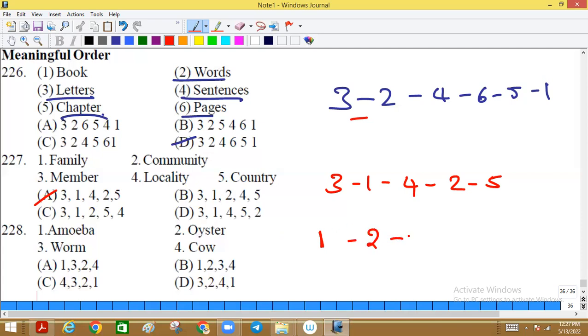Worm, then oyster. Oyster belongs to phylum Mollusca. So 1, then 3, then 2, then 4. This is our logic. Or you can take evolutionary also. In the evolution of animals, first amoeba evolved, then worms evolved, then oysters evolved, then finally mammals evolved. Now we are dominating the earth. So even from the evolutionary perspective it is the same thing. 1, 3, 2, 4. Option A is the answer.